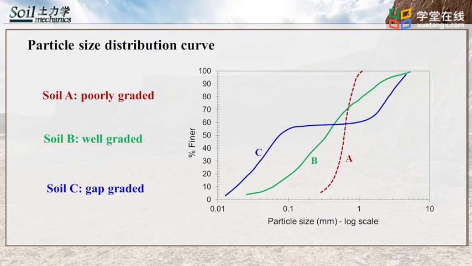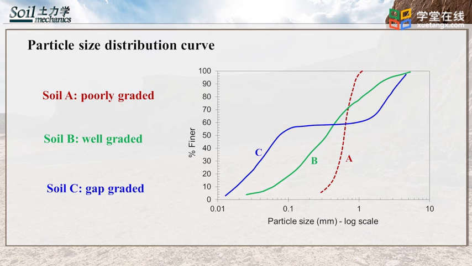The gradation curve B is flat and covers a wide range of particle sizes. This is called well-graded soil. According to the Unified Soil Classification System, a well-graded soil has a uniformity coefficient greater than 4 for gravels and 6 for sands, and a coefficient of curvature between 1 and 3.